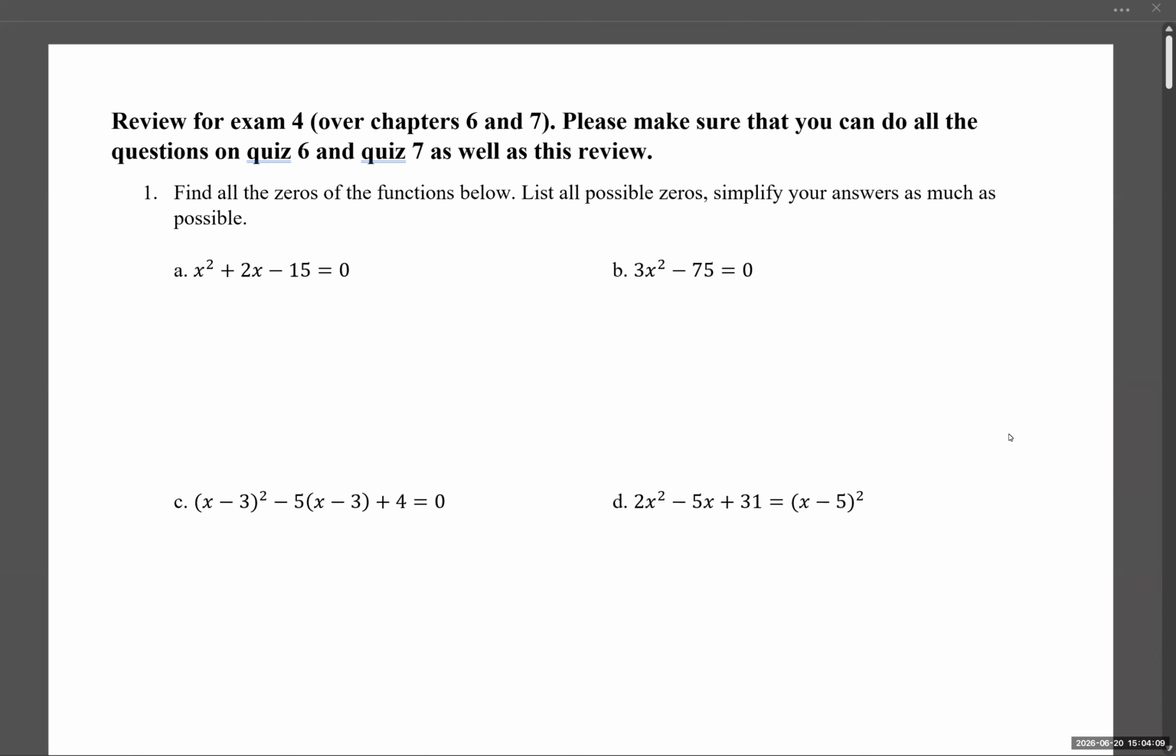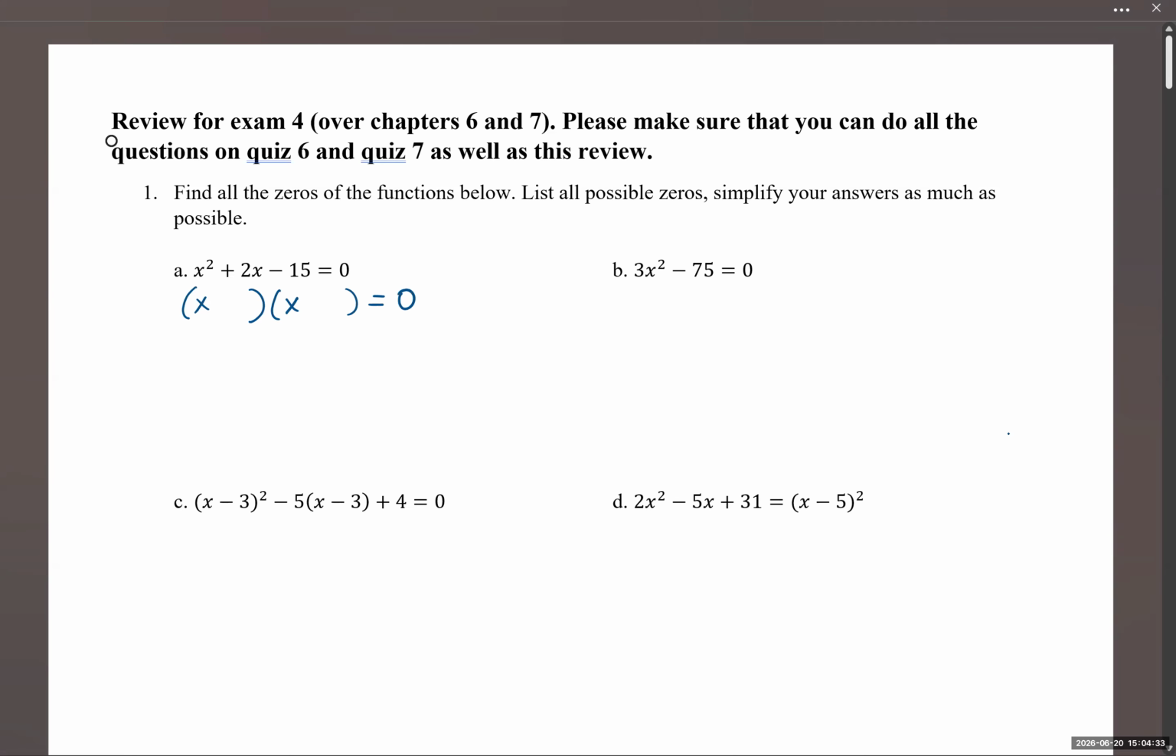So zeros is the same as x-intercepts, the same as solutions for these equations. We do need to simplify the answers as much as possible, and we are focusing on real zeros here. So the first one, x squared plus 2x minus 15 equals 0. This quadratic function is factorable, so we'll go ahead and factor it first.